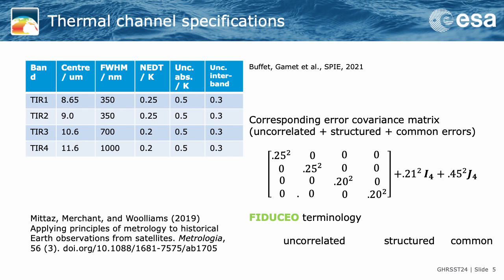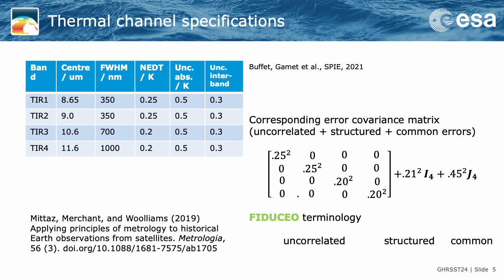Now, satellite data is quite complicated. The usual separation of types of errors that we have in the laboratory, which is just random and systematic, is not adequate to describe satellite data. And this was explored in quite a lot of detail in a project called FIDUCEO. And the simplest way of describing satellite data is to decompose the errors into those that are uncorrelated between all observations, those that have some sort of structure, and those that are fully in common between all observations.